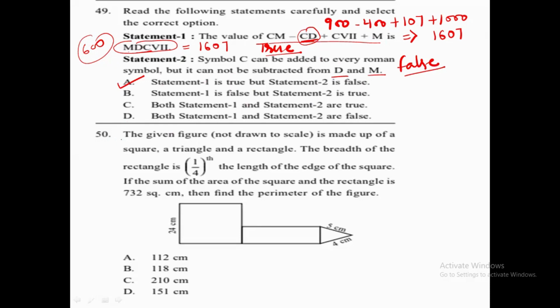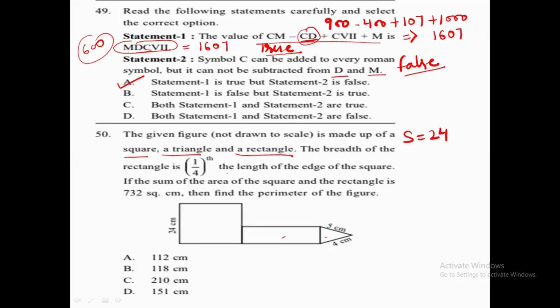Now let's move to question number 50. Question number 50 says the given figure is made up of a square, a triangle, and a rectangle. This one is a square, this is the rectangle, and this one is the triangle. Now the breadth of the rectangle is 1/4 of the length of the edge of the square. The edge of the square is given to us, which is 24 centimeter. Side of the square is 24 centimeter.